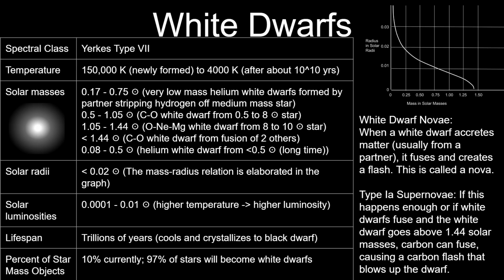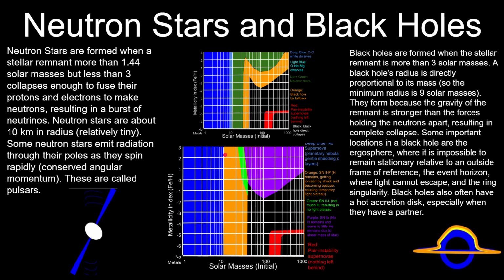white dwarfs. White dwarf novae occur when a white dwarf accretes matter from a partner, and it fuses and creates a flash. A type Ia supernova happens when a white dwarf gains enough mass to go above the 1.44 solar mass threshold, causing the carbon to fuse and causing a carbon flash that blows it up.